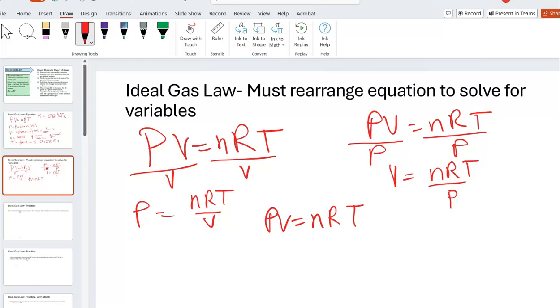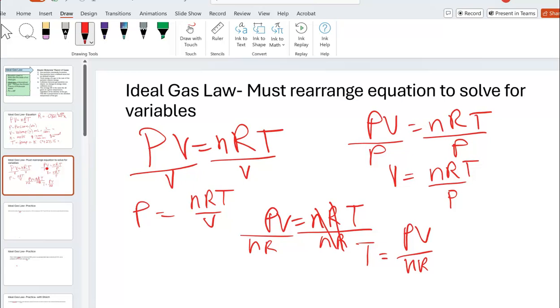Say I have to solve for temperature. I'm going to divide by nR on this side. Whatever I do to one side of the equation, you got to do to the other. So my temperature equation would be PV divided by nR.